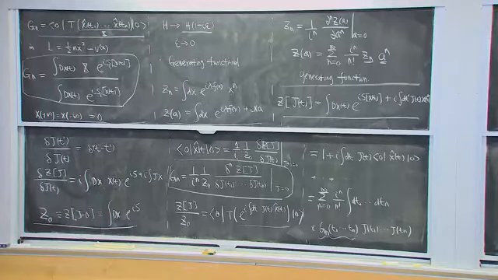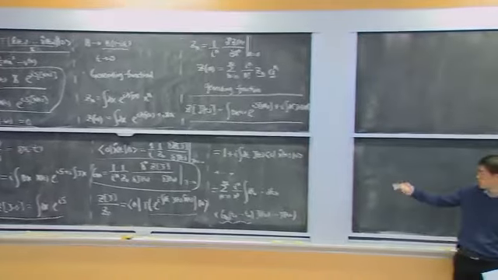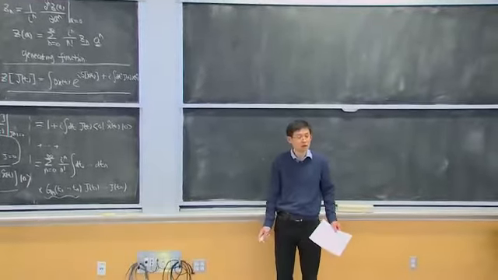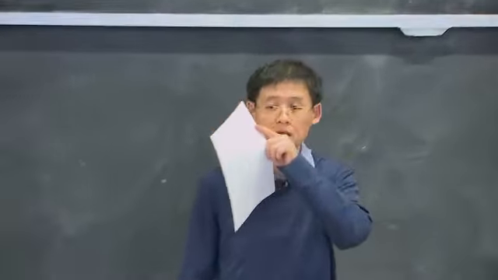Yes? Where did the n factorial come from? Oh, just when you expand the exponential, there's always an n factorial. Right, sorry. Yeah, good. Any questions on this?